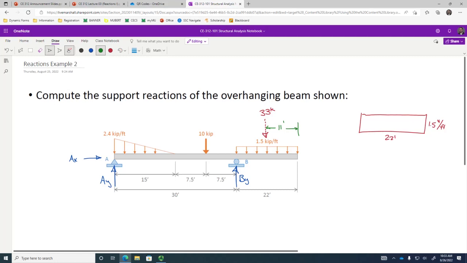So now, let's deal with this one. Let's look at this triangular load and see what we can do about this. I have a color scheme that I stick to when I do these problems. I use red for the loads, blue for the reactions, and then green for the dimensions.